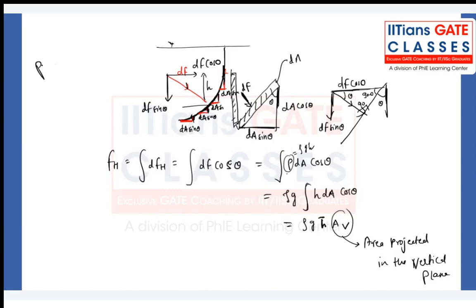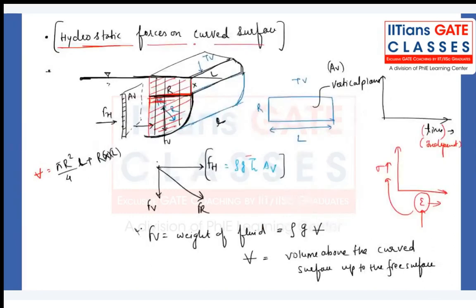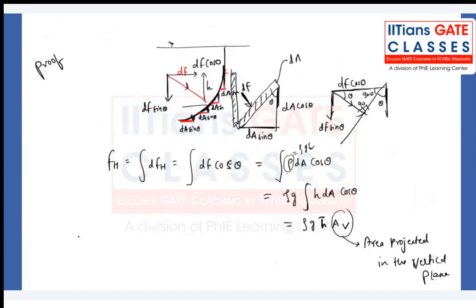If you want the proof of that. If you don't want it, directly learn the formula by heart. Fv component, that is nothing but the vertical component of the force, will be rho g V. V is nothing but the volume above the curved surface up to the free surface. Why up to the free surface it is coming? That is what you can do here.